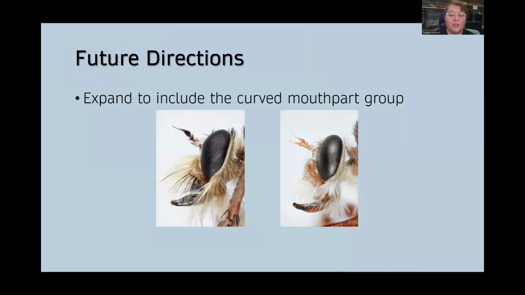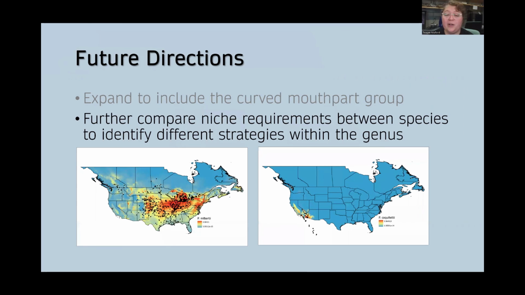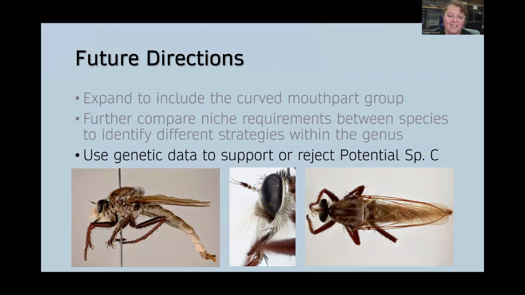So in the future, I'd like to include the Kirk mouthpart group. That's about 4 species. You just have to get the locality records for them. I would like to further compare niche requirements between species to identify different strategies within the genus. You can see Coccollettii over here, extremely specialized, versus Milbertii, our favorite generalist. And then also I would like to use genetic data, which we already have, to support or reject potential species C. And so that will be coming soon, so keep an eye out.